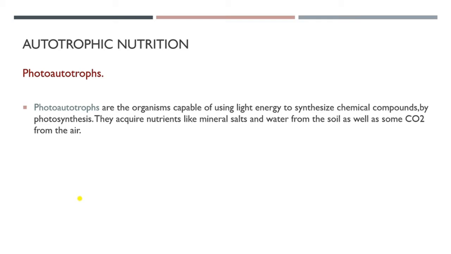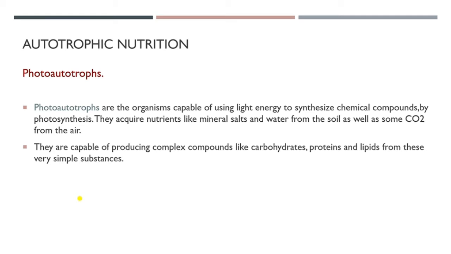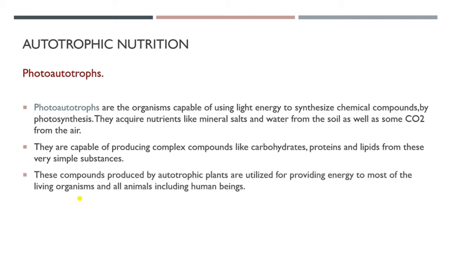Autotrophs are also called producers. These compounds produced by plants are utilized for providing energy to all animals or heterotrophs, including human beings. Most of the food we eat is obtained from plants. Even if we depend on animal products, we would find that these animals depend on plants for their food.